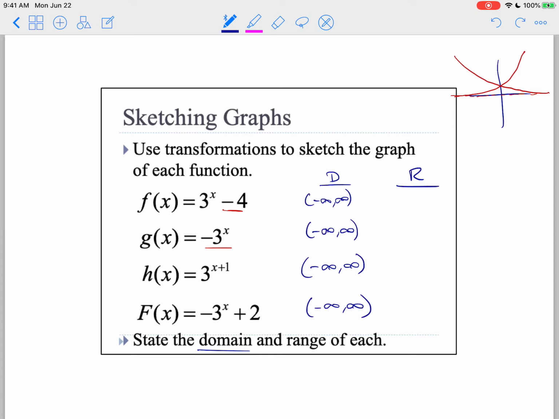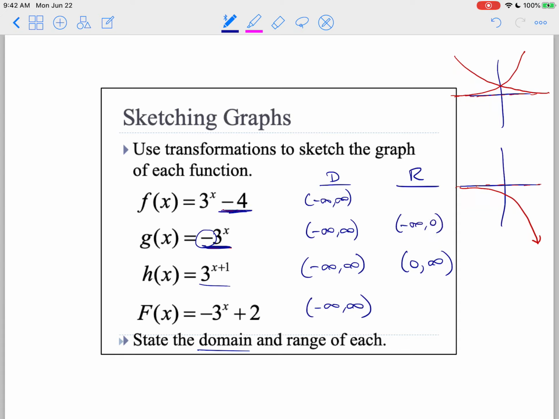So the range is going to start, let's do this one instead. The range is going to start at 0, but not including 0, and go all the way to infinity. The problem with g of x here is because of this negative in front, that horizontal asymptote is still at y equals 0, except now it's reflected over the x-axis. So it's actually all negative values. So for that one, we're going to start at negative infinity and end at 0.